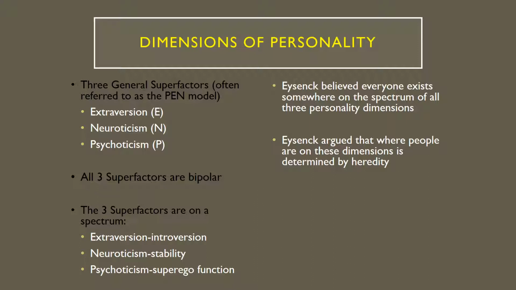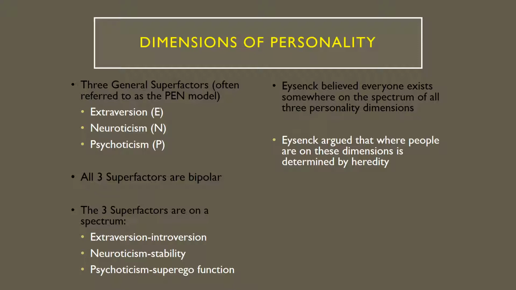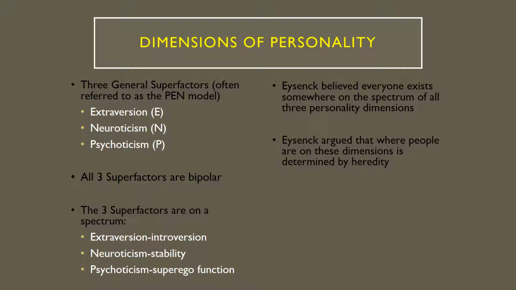Similarly, factor N includes neuroticism at one end and stability at the other, and factor P has psychoticism at one pole and the superego function at the other. Eysenck believed everyone exists somewhere on the spectrum of all 3 personality dimensions, and he argued that where people are on the spectrum is determined by heredity.